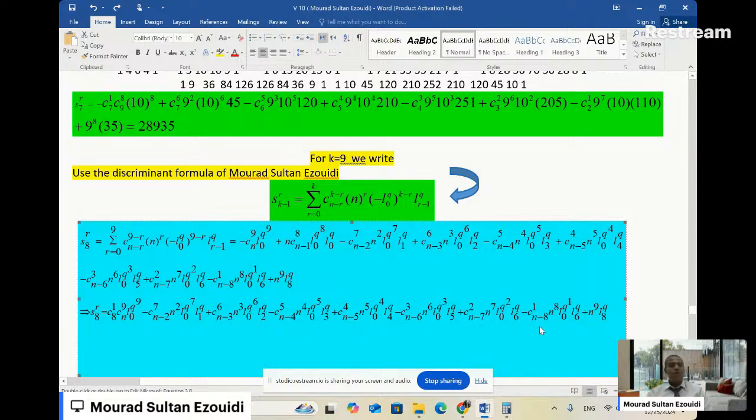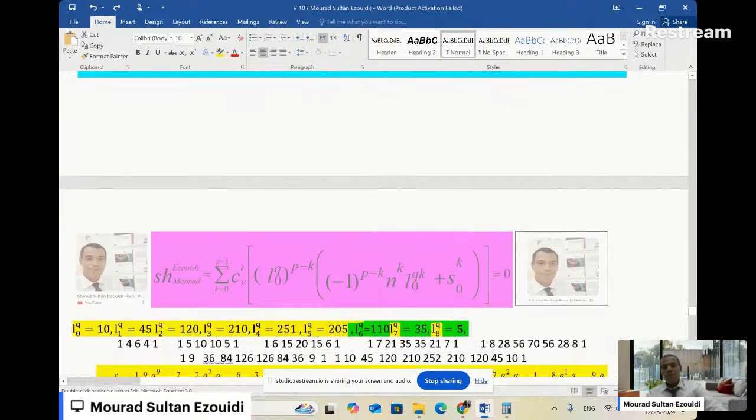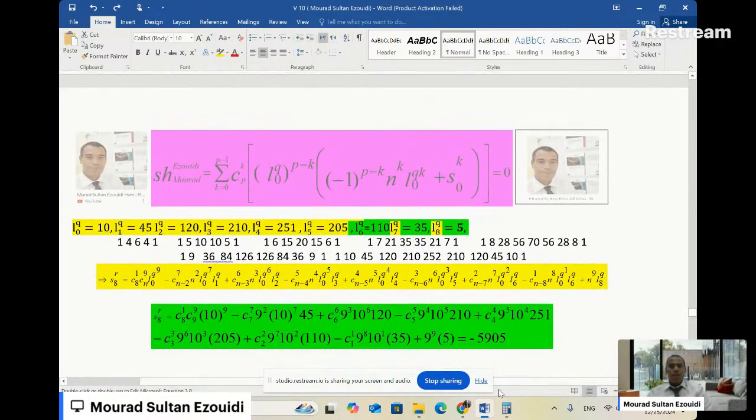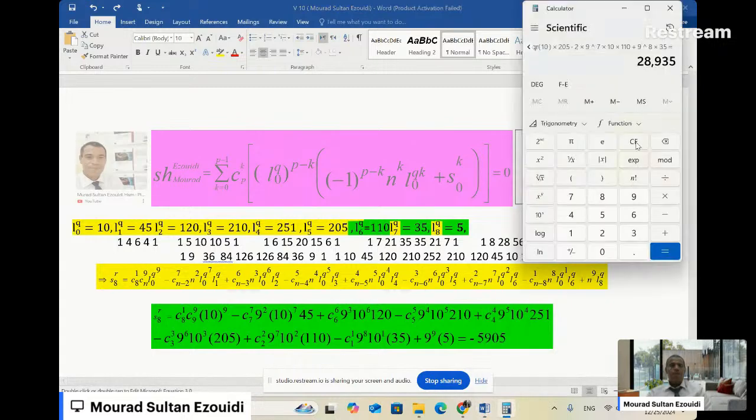Okay, so I will apply this, and I will calculate the value of this. I will just use my calculator. I will erase now. I will give you time to calculate S8. I'll show this first. I will give you one minute to calculate this, then I can continue.